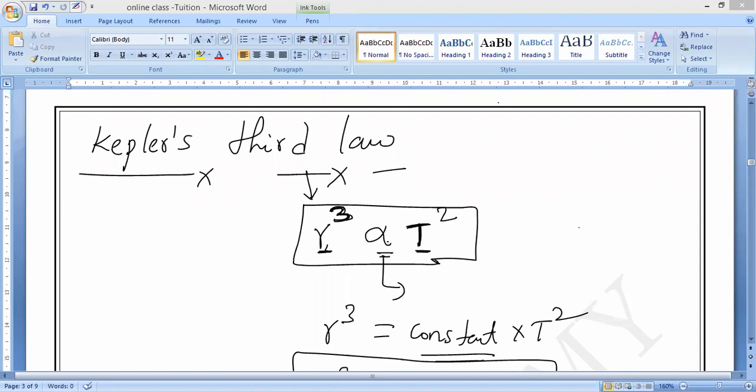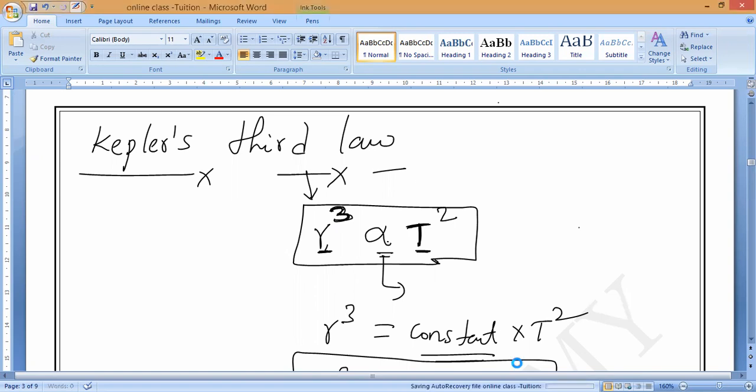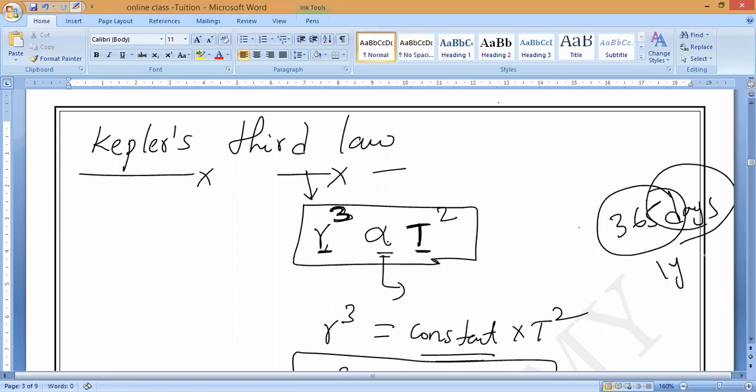Before going to discuss the inverse square rule, please all of you write Kepler's third law. What is Kepler's third law? Write the cube of the mean distance. Mean distance means the distance between the planet and the sun. What is the time? The time period taken to revolve around the sun by a planet. For example, take Earth. What is the time period of Earth to revolve around the sun? 365 days, which we can say is 1 year. That is called the time period. Different planets have different time periods.